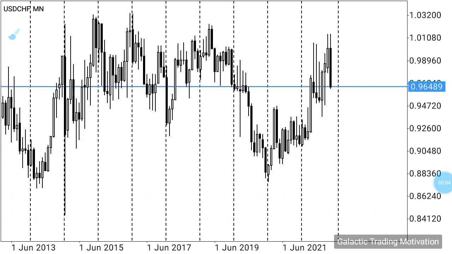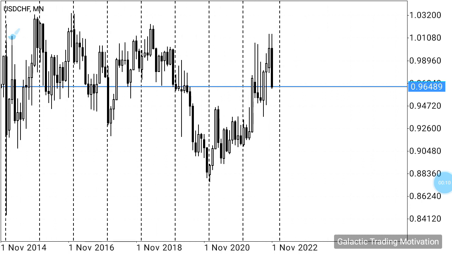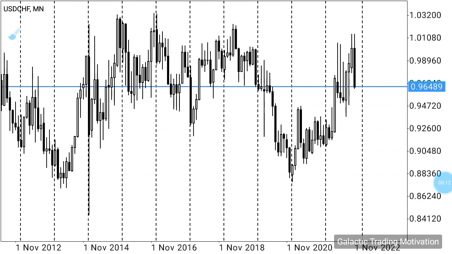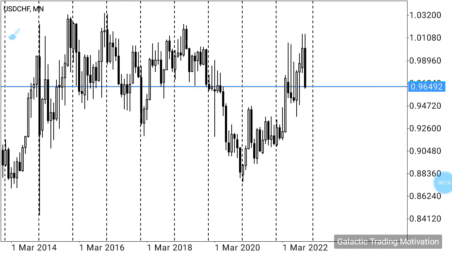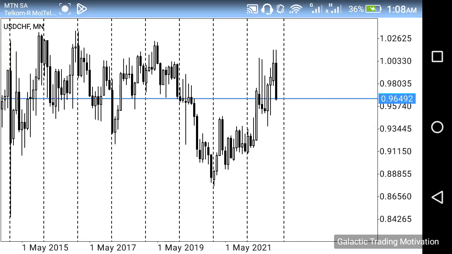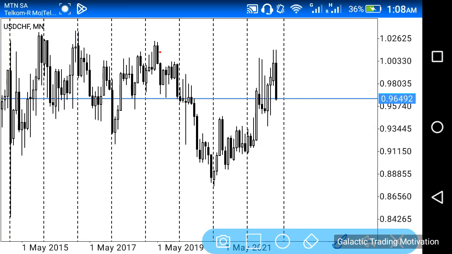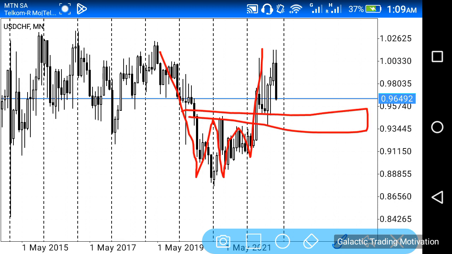Greetings everybody. Let's have a very quick look at USD CHF, and we are on the monthly chart as you guys can see. In regards to the monthly chart of USD CHF, the first thing is that we had this inverted head and shoulders pattern, as you guys can see, which has a neckline more or less at that point.